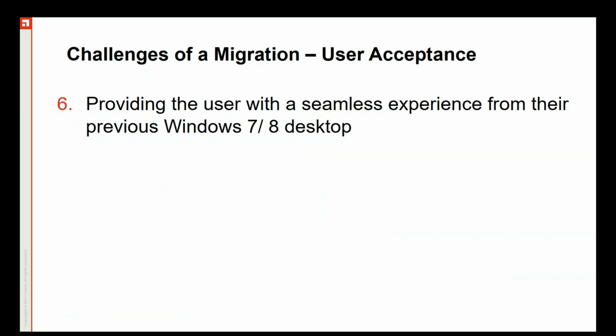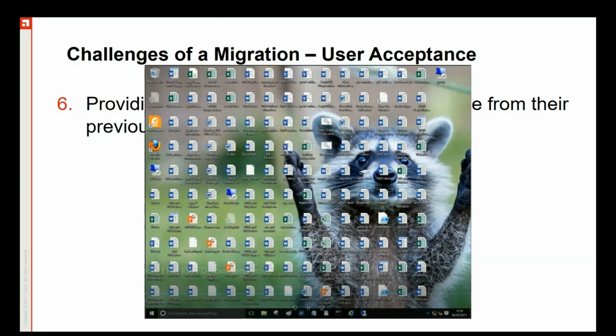Coming up to that user acceptance piece. We want to provide that user with a seamless experience from their Windows 7 or 8 desktop, which they've got at the moment, or XP, to their Windows 10. So it needs to be looking something like this. The desktop that they've been used to for the last 9 years or so in that Windows, but looking at it in a Windows 10 environment.